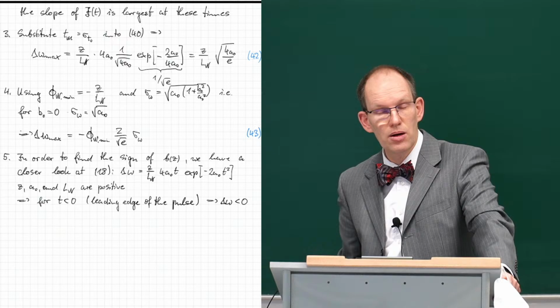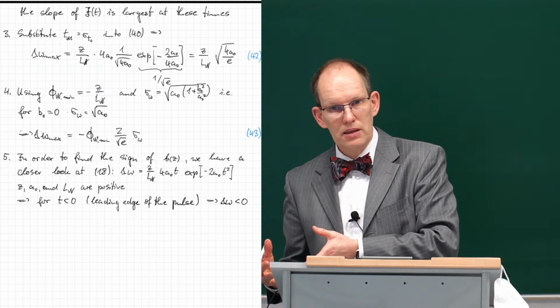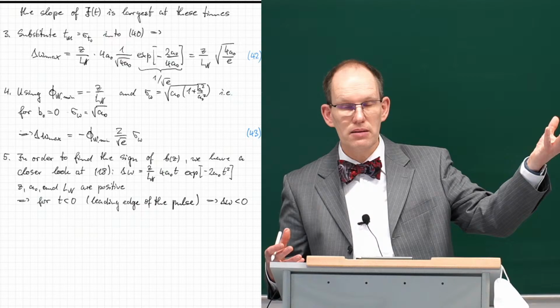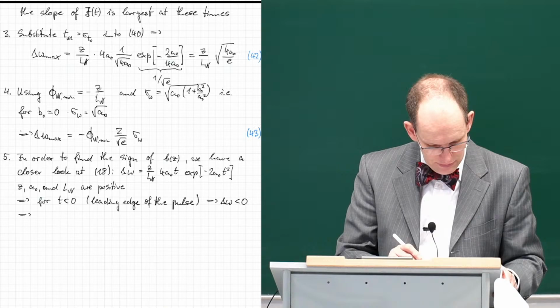So indeed, in the leading edge of the pulse, the frequency is lower, and then it gets higher, so this pulse makes a whee, and this means a positive chirp.